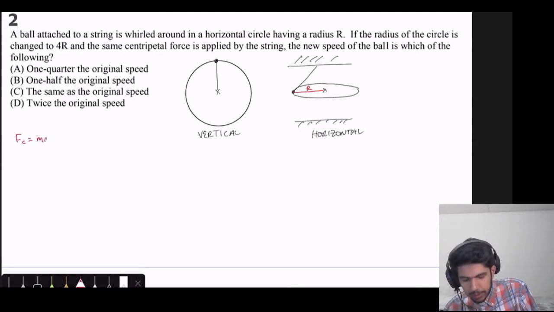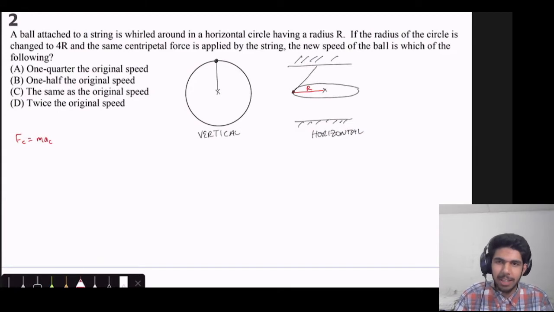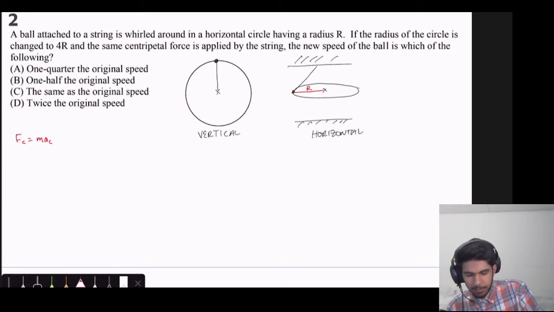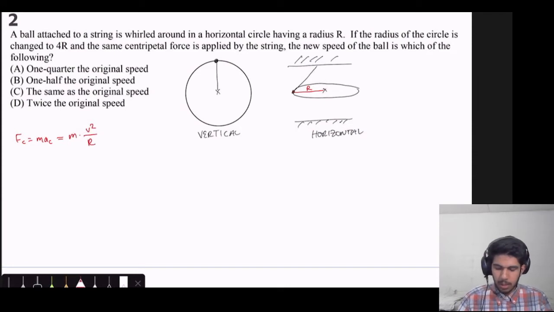Fc equals mac, right? That's just F equals ma. We should know that by now. And we remember a sub c equals v squared over r, so this is equal to m times v squared over r. Okay. Well, we kind of have r, and we don't really have velocity, but that's what we're trying to find, the new speed of the ball. And mass we don't really have, but the mass of the ball stays the same between the two settings because we're not changing the ball at all. So let's just solve for velocity because that's what we want to figure out.